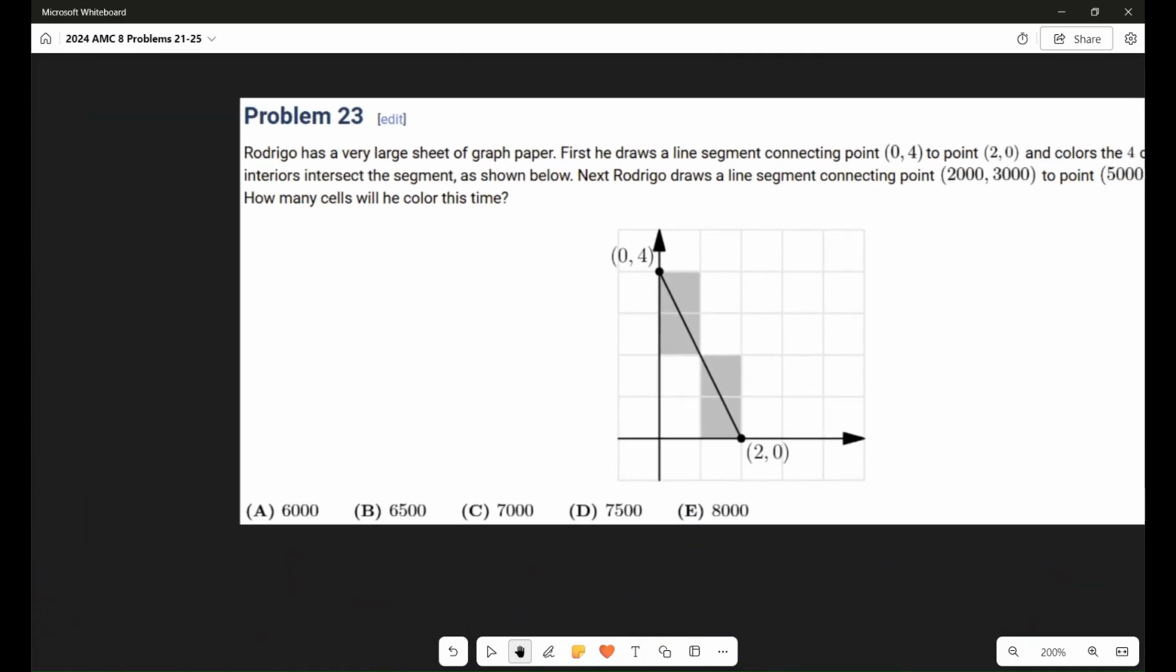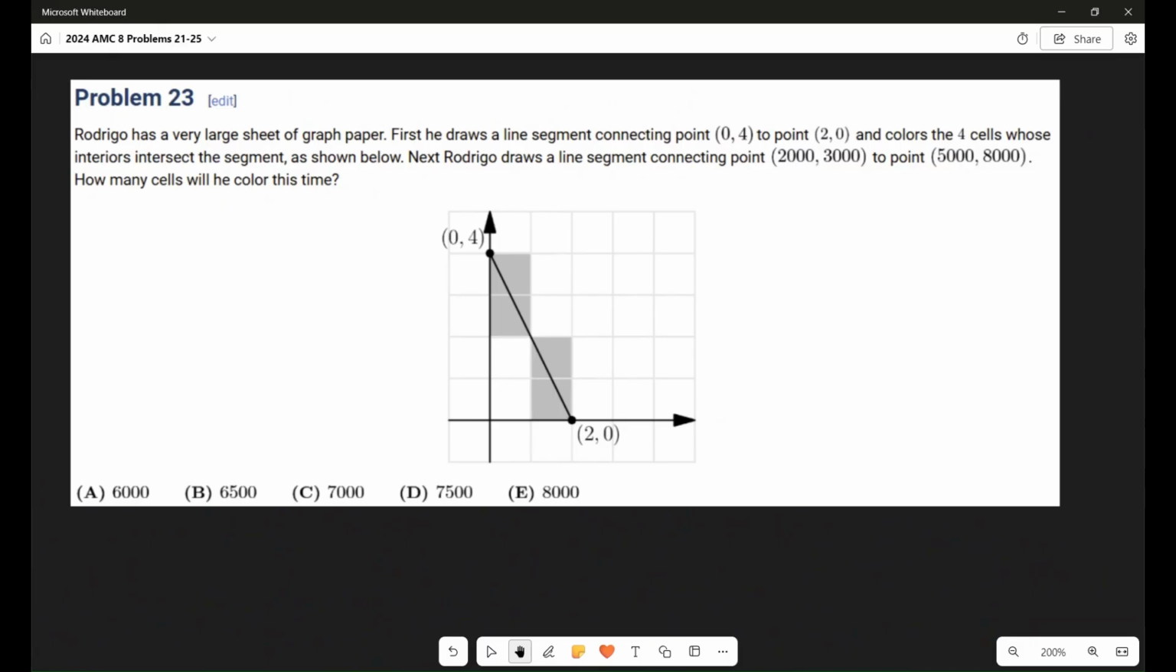Now, problem 23. Rodrigo has a very large sheet of graph paper. First, he draws a line segment connecting point (0,4) to point (2,0) and colors the 4 cells whose interiors intersect the segment as shown below. Next, Rodrigo draws a line segment connecting points (2,000, 3,000) to point (5,000, 8,000). How many cells will he color this time?